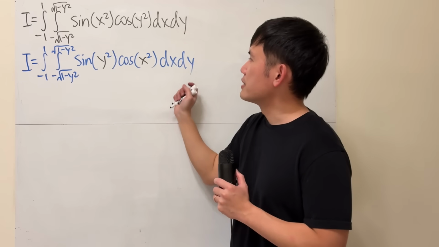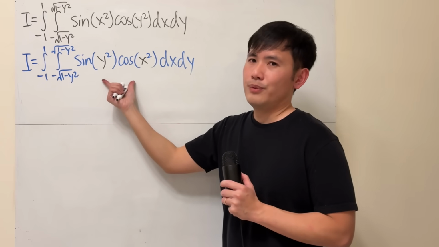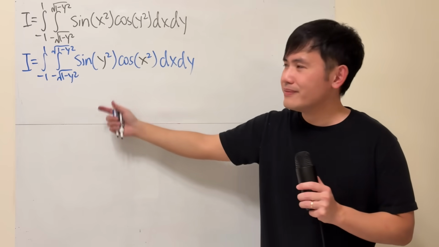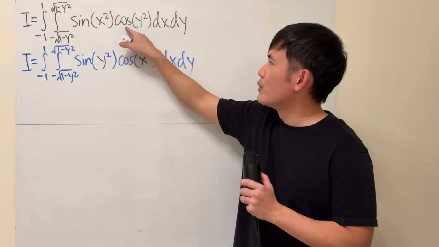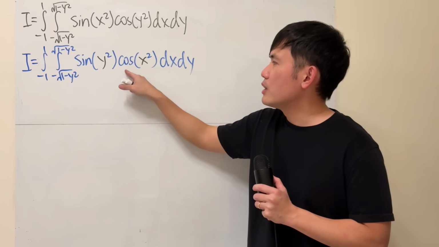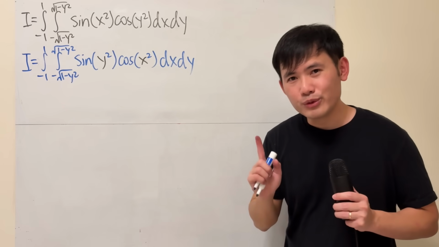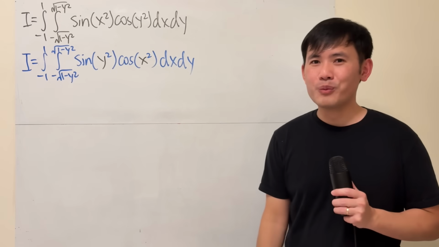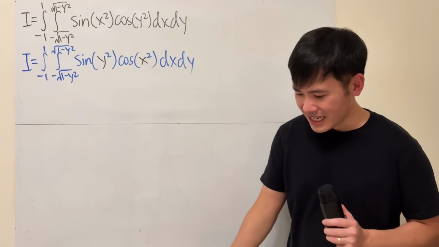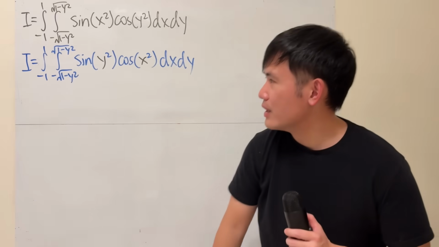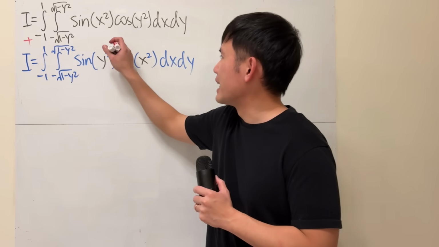These right here are the same. This and that, what does that remind you of? Sine A cosine B, sine B cosine A. That should remind you of the angle sum formula for sine. Yeah, so in this case, we will be adding the integrals together.